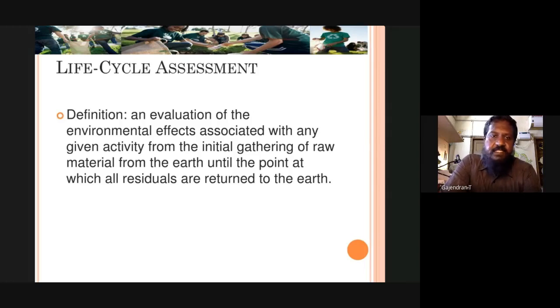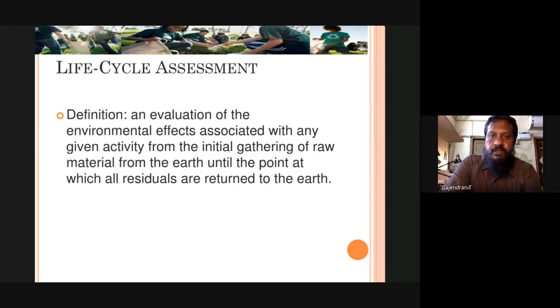Life cycle assessment is one important part of sustainability. We have a product, and from the time it is procured as a raw material and goes into the industry for production, what all resources does it use up? Then from production it goes into packaging and transportation for users. Once it reaches the users, what is the amount of energy utilized in using that material, until the time it becomes waste and goes for disposal?